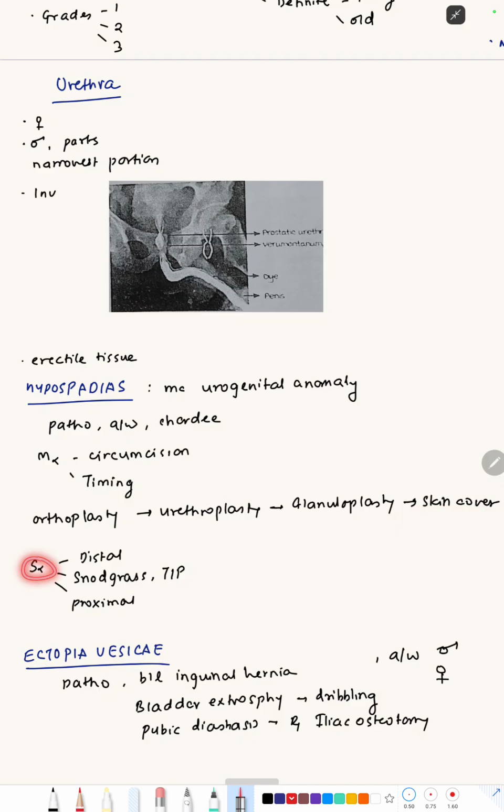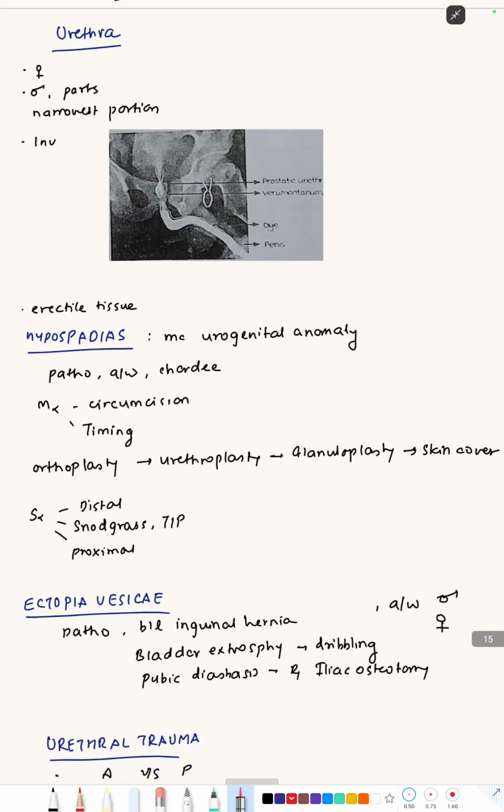Then the surgical techniques: for distal hypospadias, we do the Mathieu and the Mustardé technique. Then for mid hypospadias, Snodgrass or TIP is done. And for proximal hypospadias, Thiersch, Duplay or Dennis Browne is done. It's a two-stage repair. Then the next is going to be ectopia vesicae.